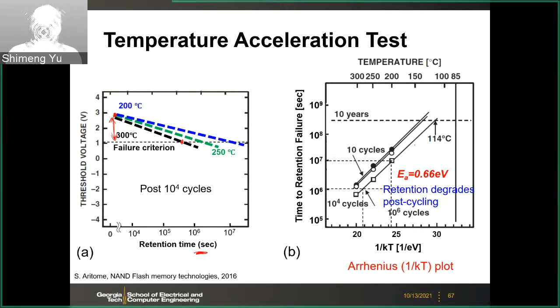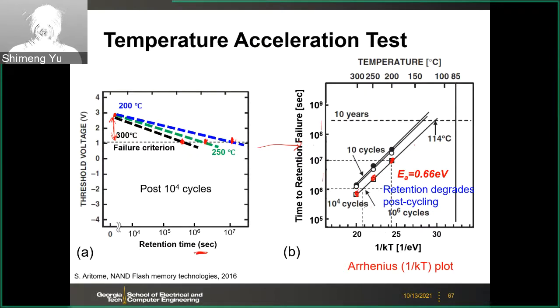So then you can get the time to failure at those 3 temperatures. And then you replot the data on the right-hand side. This is called the Arrhenius plot, or 1/kT plot. This is widely used. So what you will do is to look at those 3 time points and plot them in the log scale. For example, maybe here, and let's look at maybe those 3. So those 3 points correspond to those 3 points.